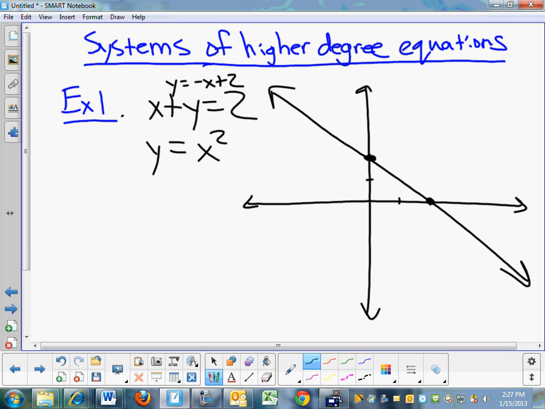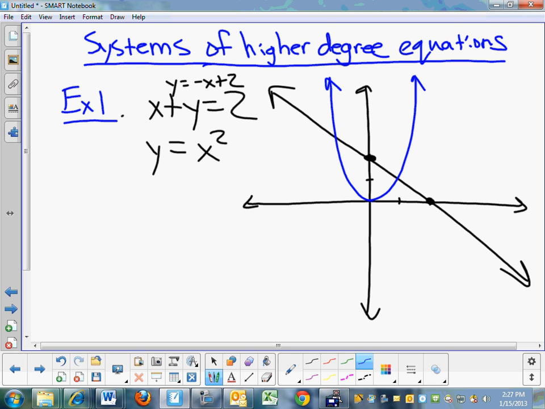What does the second graph look like? A parabola centered at the origin, direction up. I draw that. How many intersection points does this appear to have? It appears to have 2. We need to confirm that algebraically. We can do that through substitution. You can also use elimination and other methods. What I'm going to do is substitution.